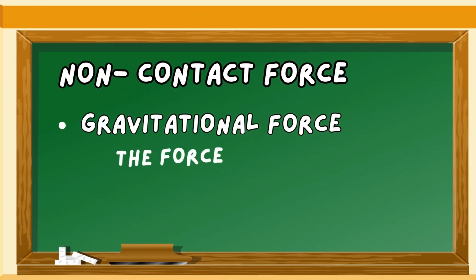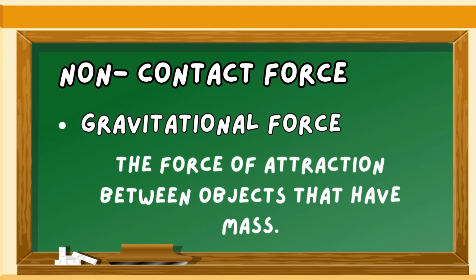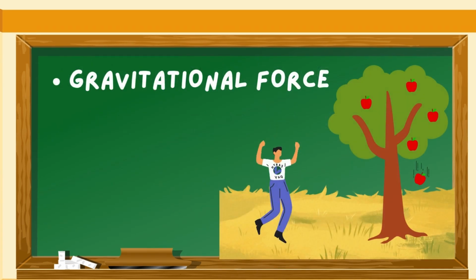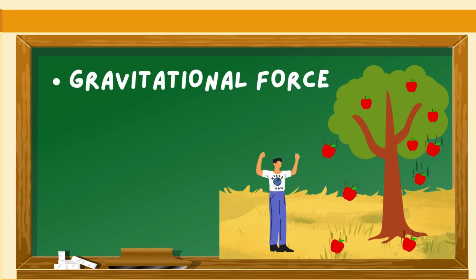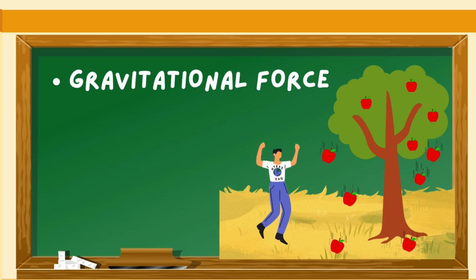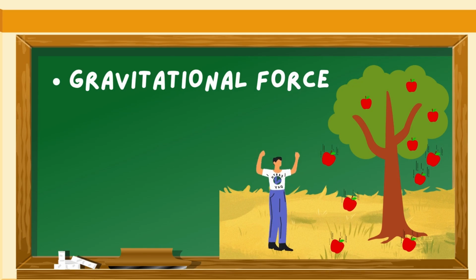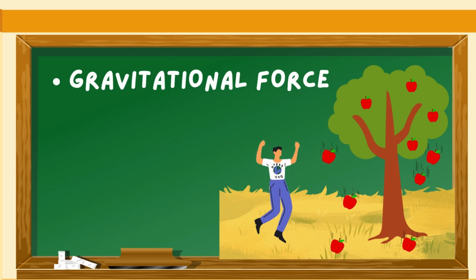Gravitational force, the force of attraction between objects that have mass. When you jump, you move upward for a moment, but gravity pulls you back down to the ground. And when an apple falls from a tree, it's the Earth's gravity that pulls it downward until it hits the ground.